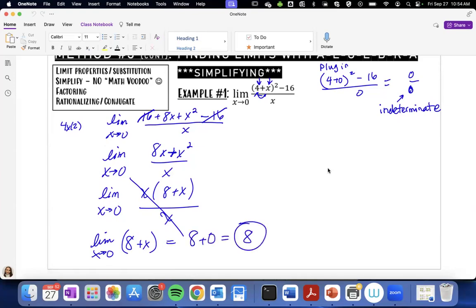So that's mathematical, right? We try to remove whatever is causing the function to be indeterminate, and we solve from there. Okay? What do you think? It's kind of fun. It's kind of fun.